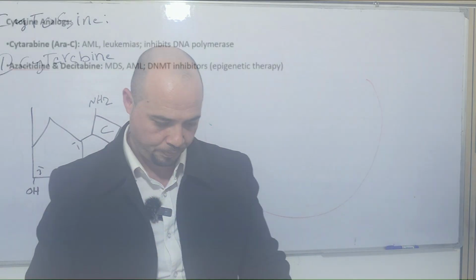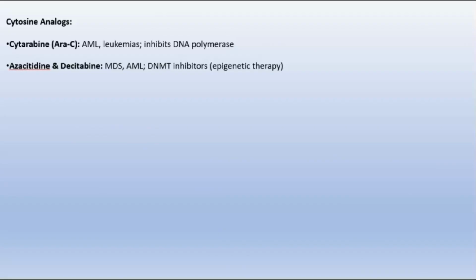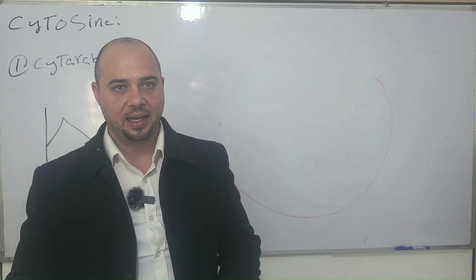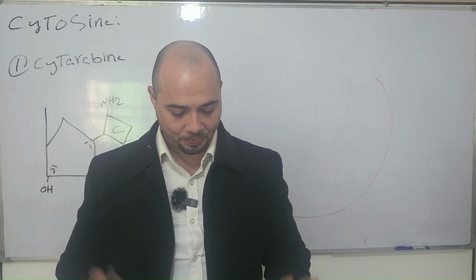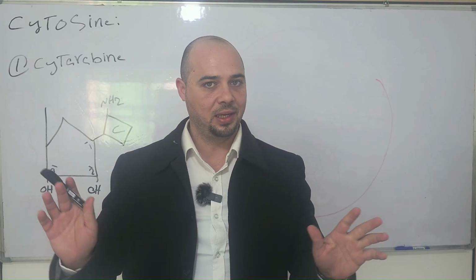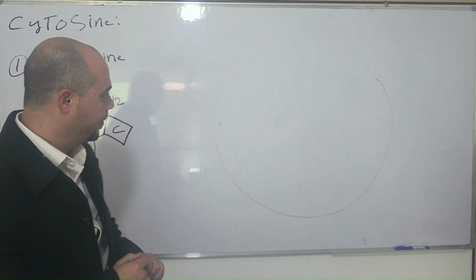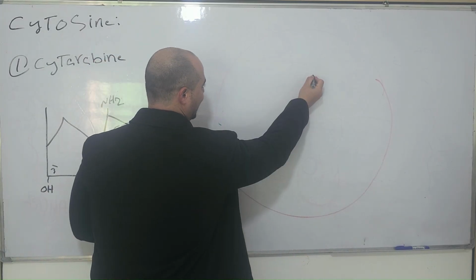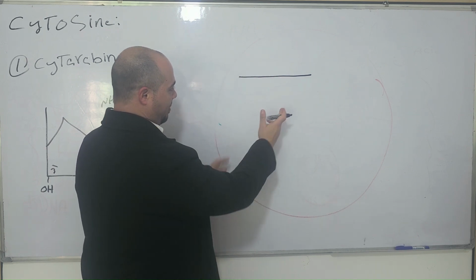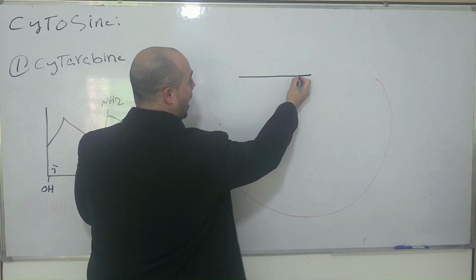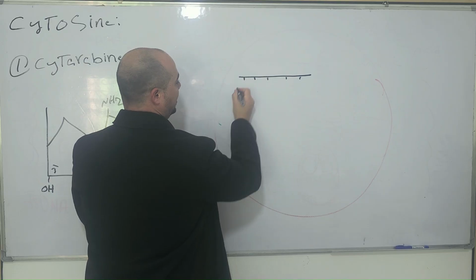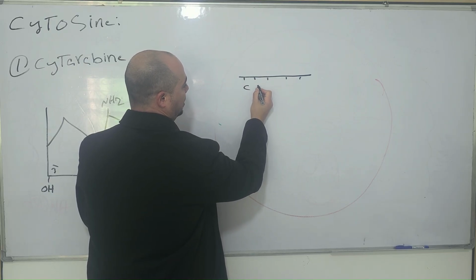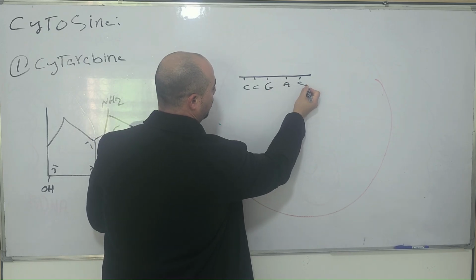Number 2. Okay, so azacitidine and decitabine. Listen, very easy. First of all, you've got to understand something. There are some genes. Suppose this is a fragment of a DNA, right? And it contains genes. And these genes are going to be maybe rich in cytidine monophosphate, right? So CC, for instance, GAC, whatever.